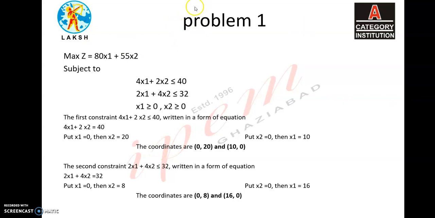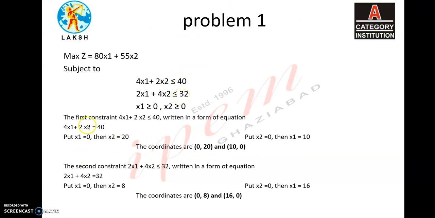For example, problem number 1: maximum z is equal to 80x1 plus 55x2, subject to 4x1 plus 2x2 is less than or equal to 40, 2x1 plus 4x2 is less than or equal to 32, x1 is greater than or equal to 0, x2 is greater than or equal to 0. The first equation is your objective function, and these two are the inequality constraints. The first step is to consider each inequality constraint as an equation.